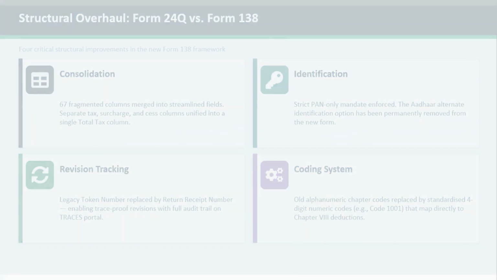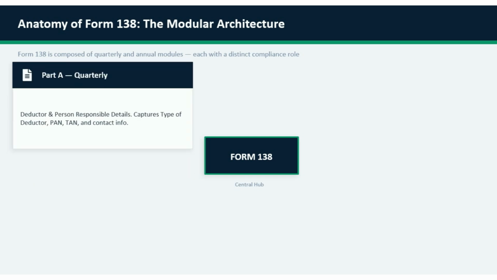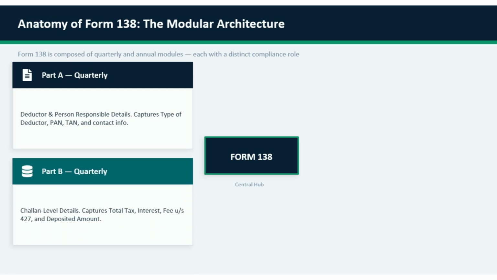Understanding the architecture of Form 138 is essential to see how the new compliance framework becomes more modular and technology-driven. Part A focuses on deductor and responsible person details, including PAN, TAN, and key contact information required for quarterly reporting. Part B captures Challan-level information, such as total tax deposited, interest, fees under Section 427, and payment details.